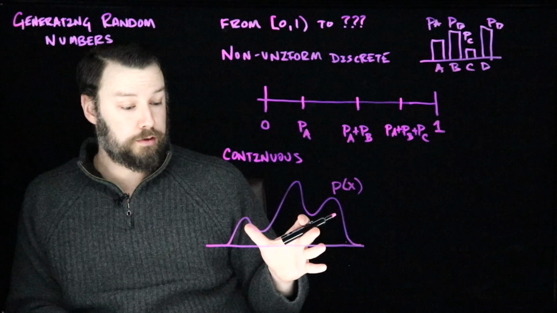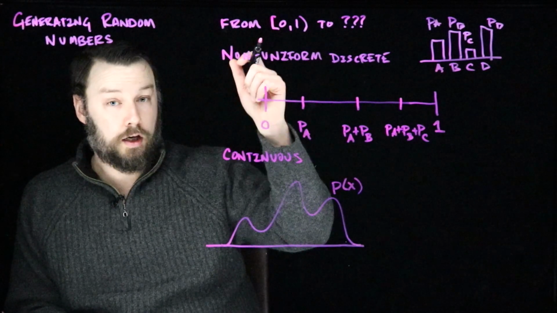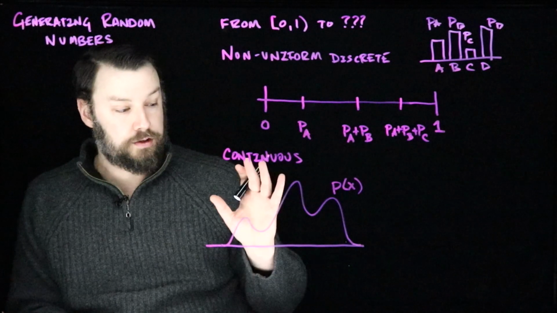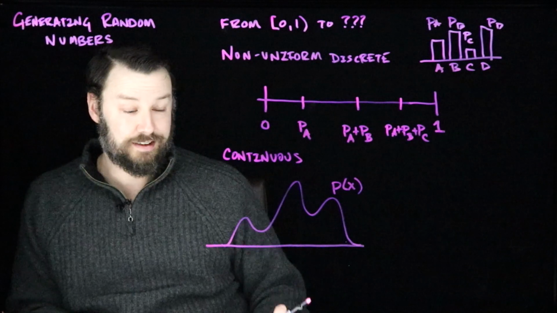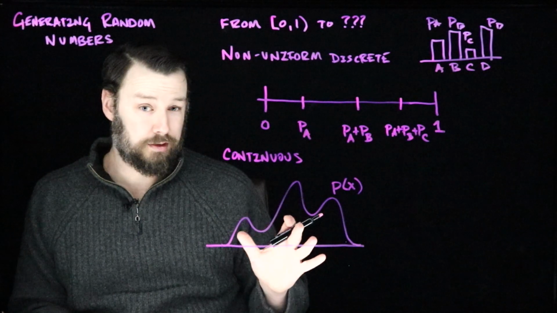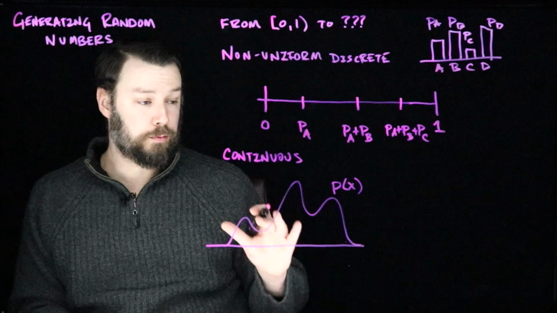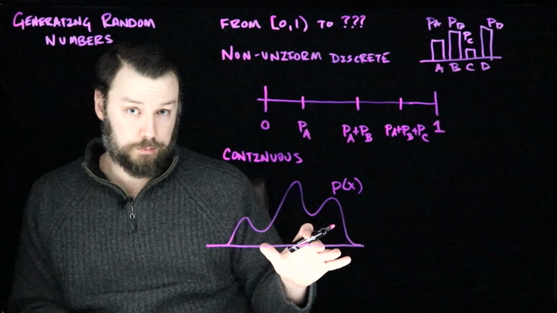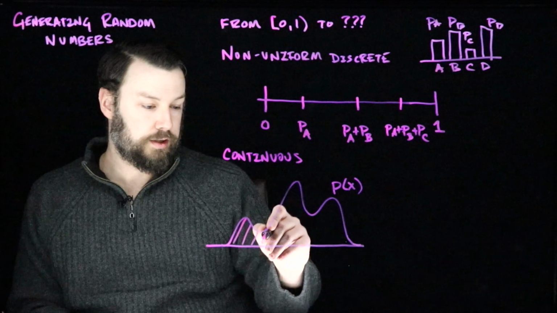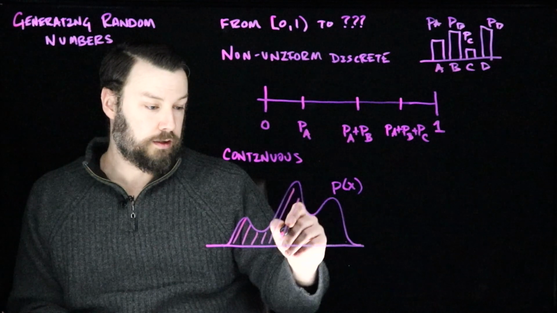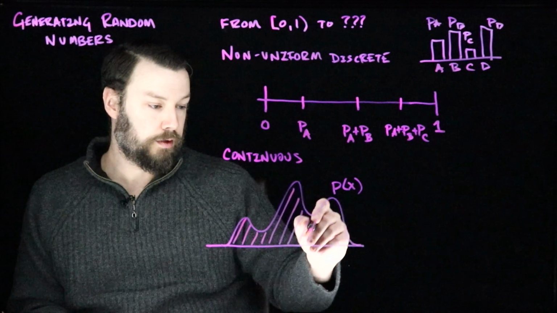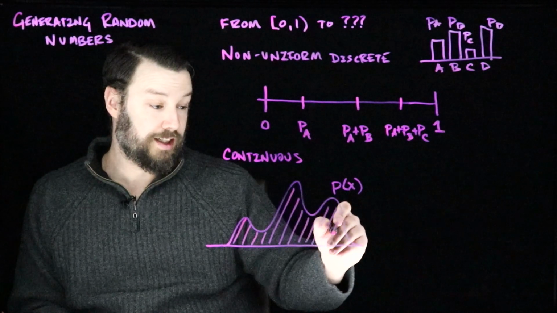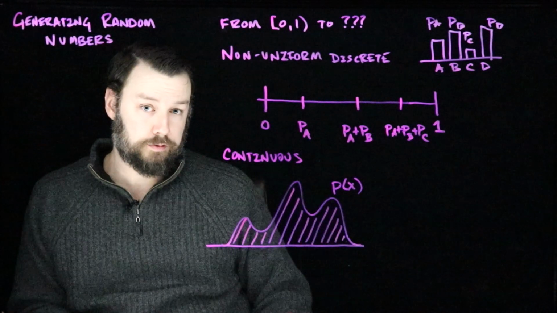And what we want to be able to do is to take our numbers in 0, 1 and turn them into something that has this non-uniform distribution, but that is continuous. One of the most important concepts to realize is that even though this object has a non-uniform distribution, what we're trying to do is to sample uniformly from the volume, or in this case, the area beneath the curve.